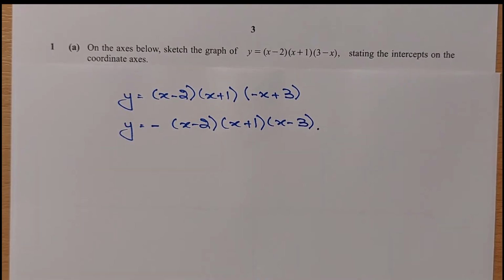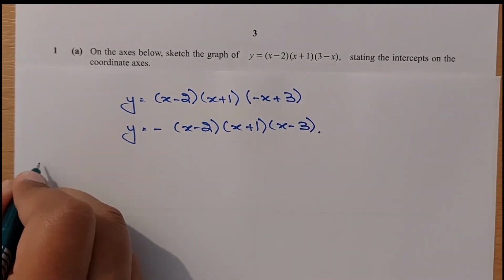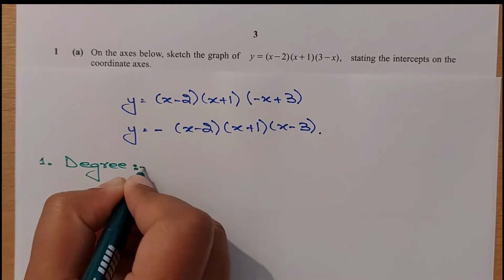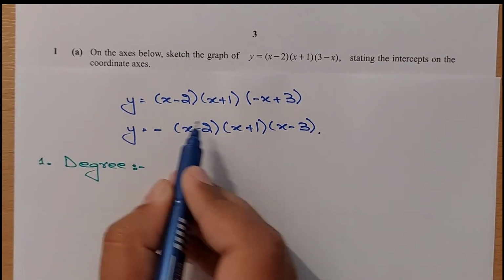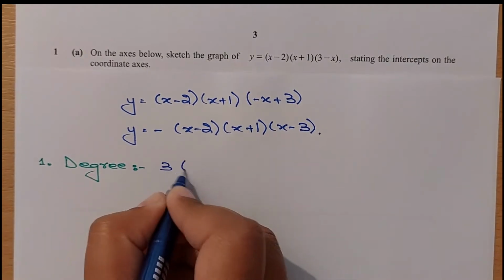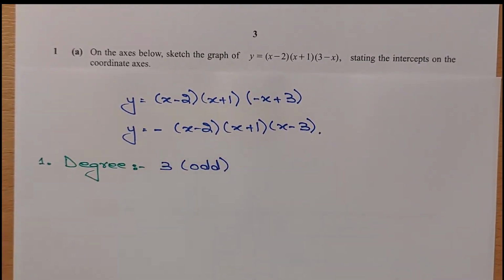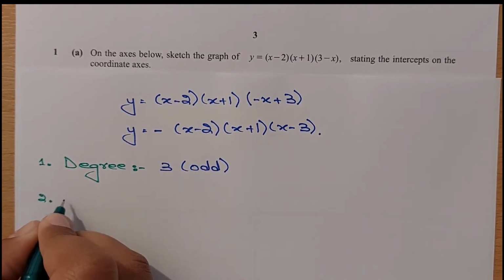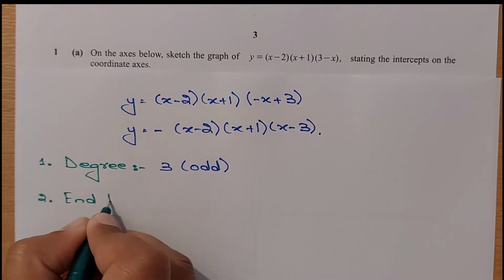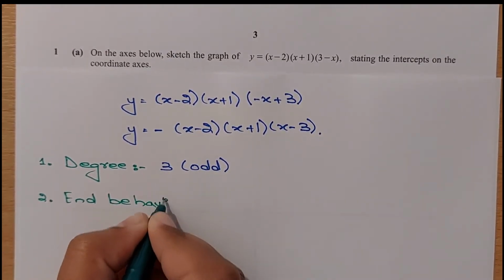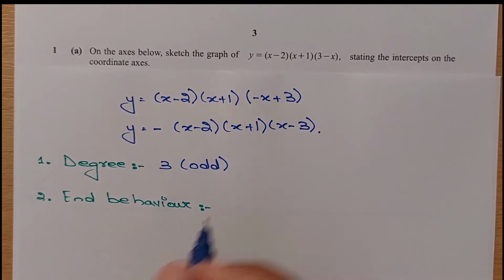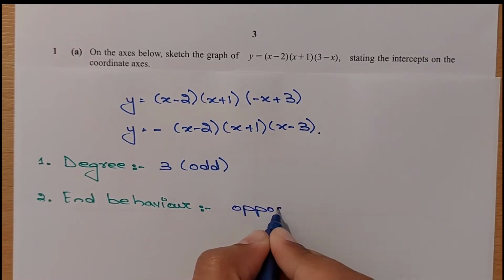Right, so this is a polynomial function. The first thing we need to check is the degree of this polynomial function. The degree is x exponent 1, 1, 1, so the degree is 3. So we can say that this is an odd degree polynomial function. The second thing we need to check is the end behavior. When the degree is odd, the polynomial function has opposite end behavior.